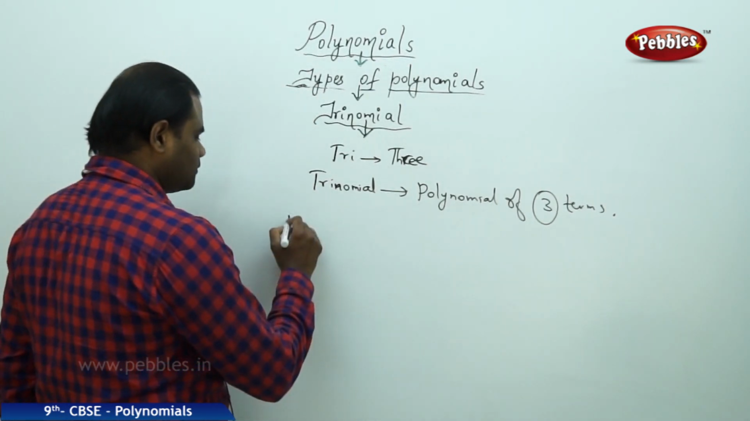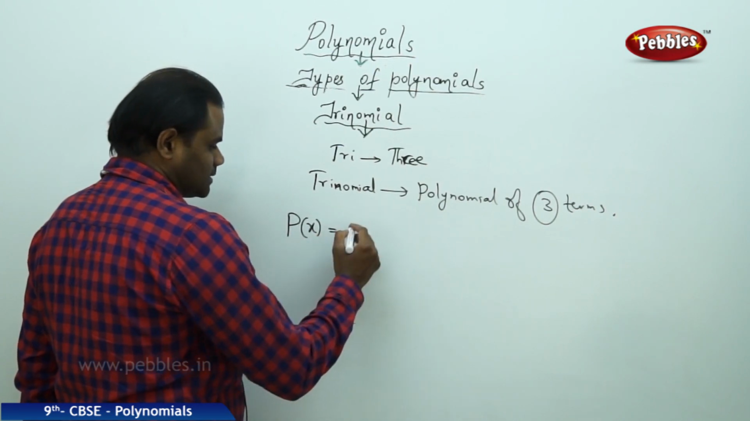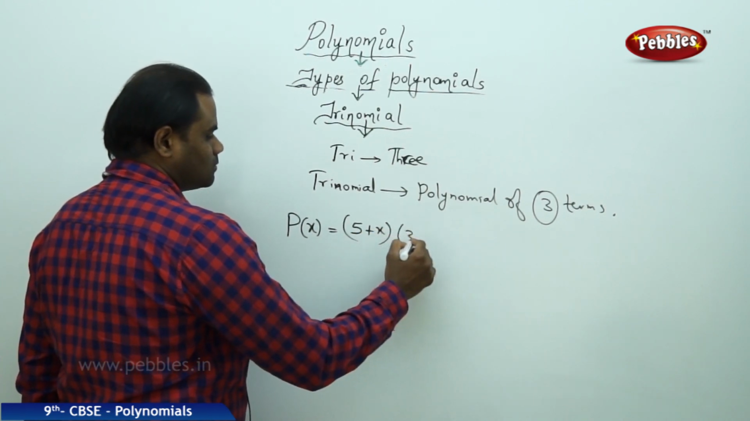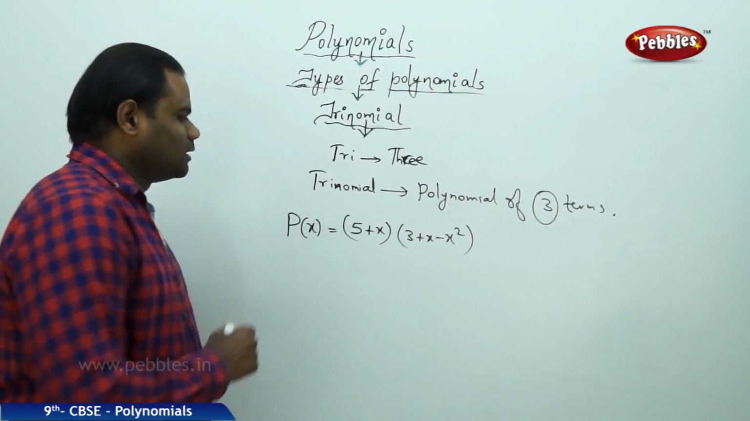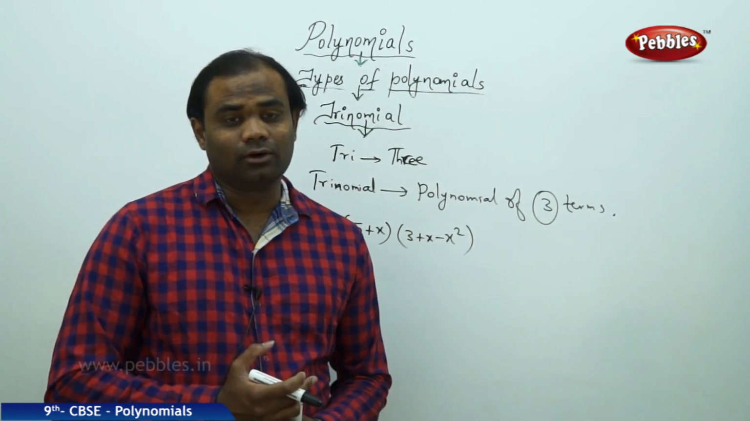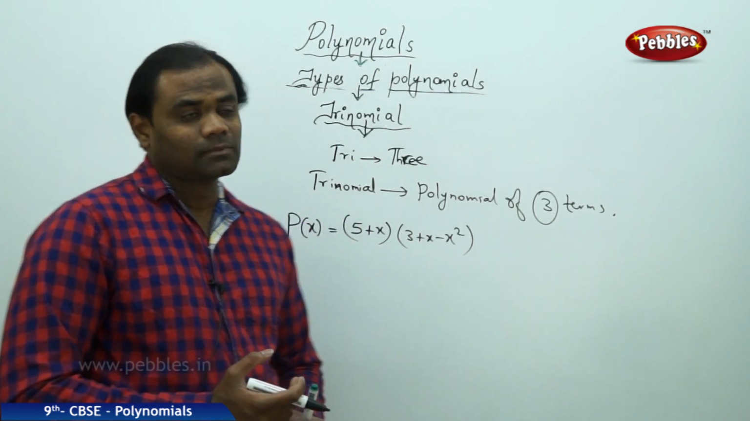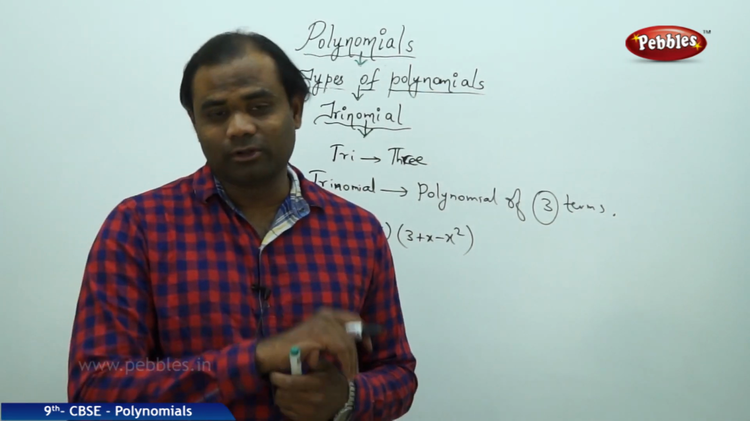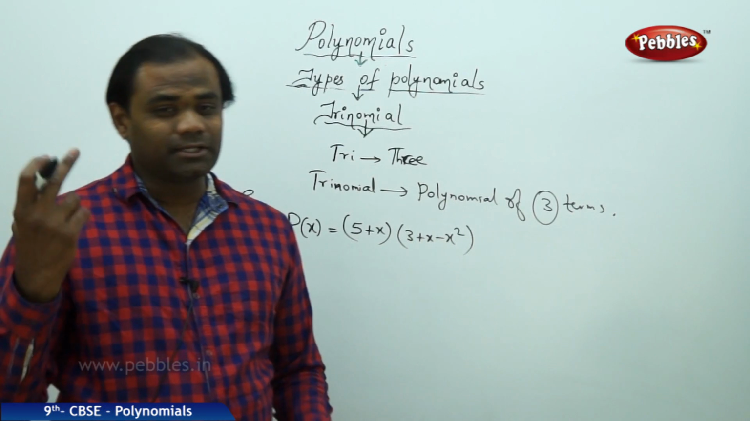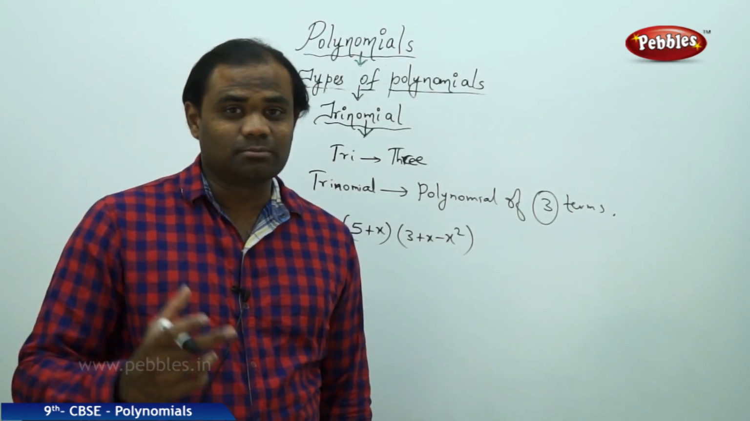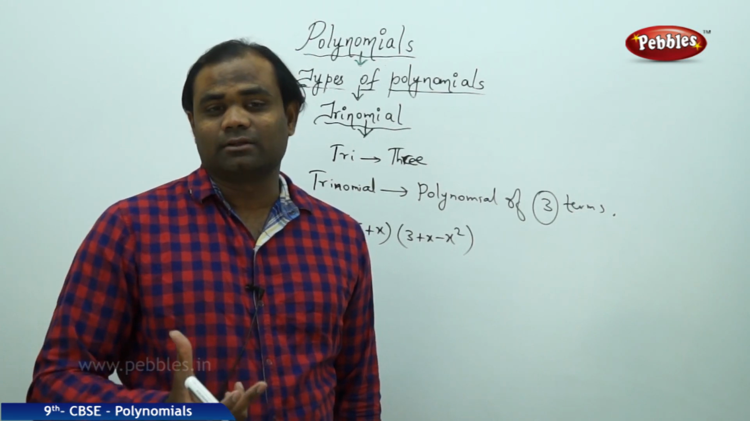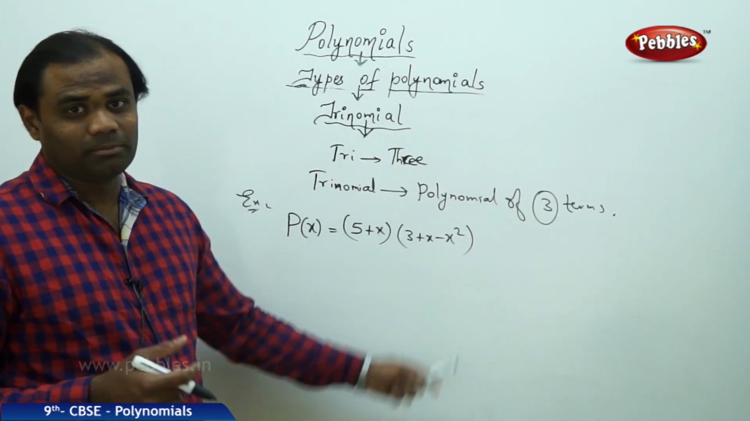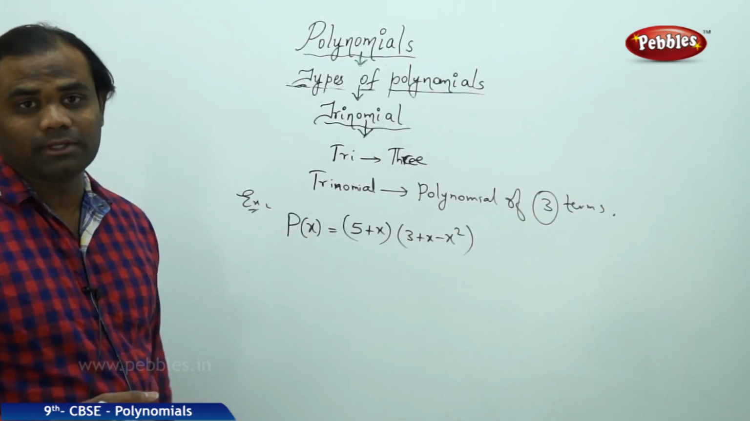For example, if I have P of x, let's see if this is a trinomial or a monomial or a binomial. So in order to do an example problem of this sort in identifying the type of a polynomial, we first try to simplify. As the condition says, the polynomial has to be in the most simplified form before we justify for that polynomial being of the three types. So let's try to simplify this polynomial before we justify on the trinomial case.